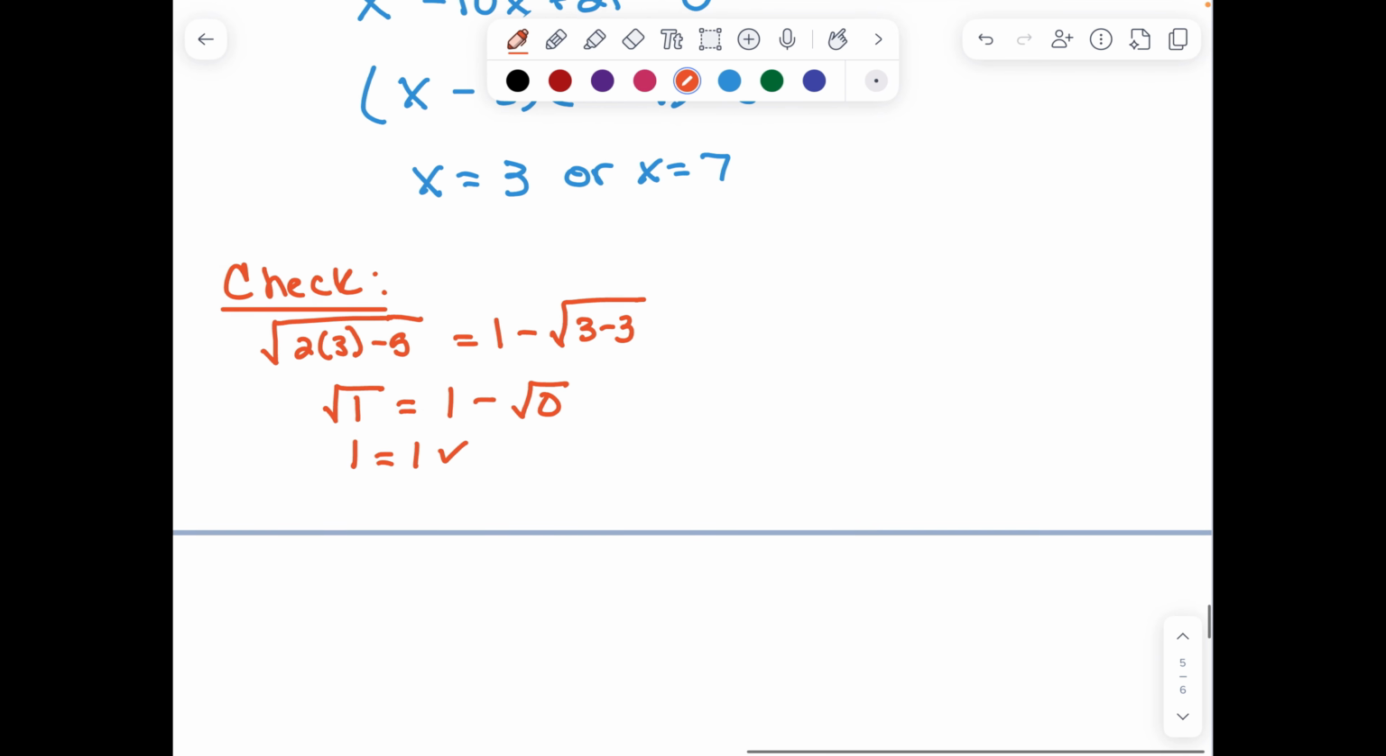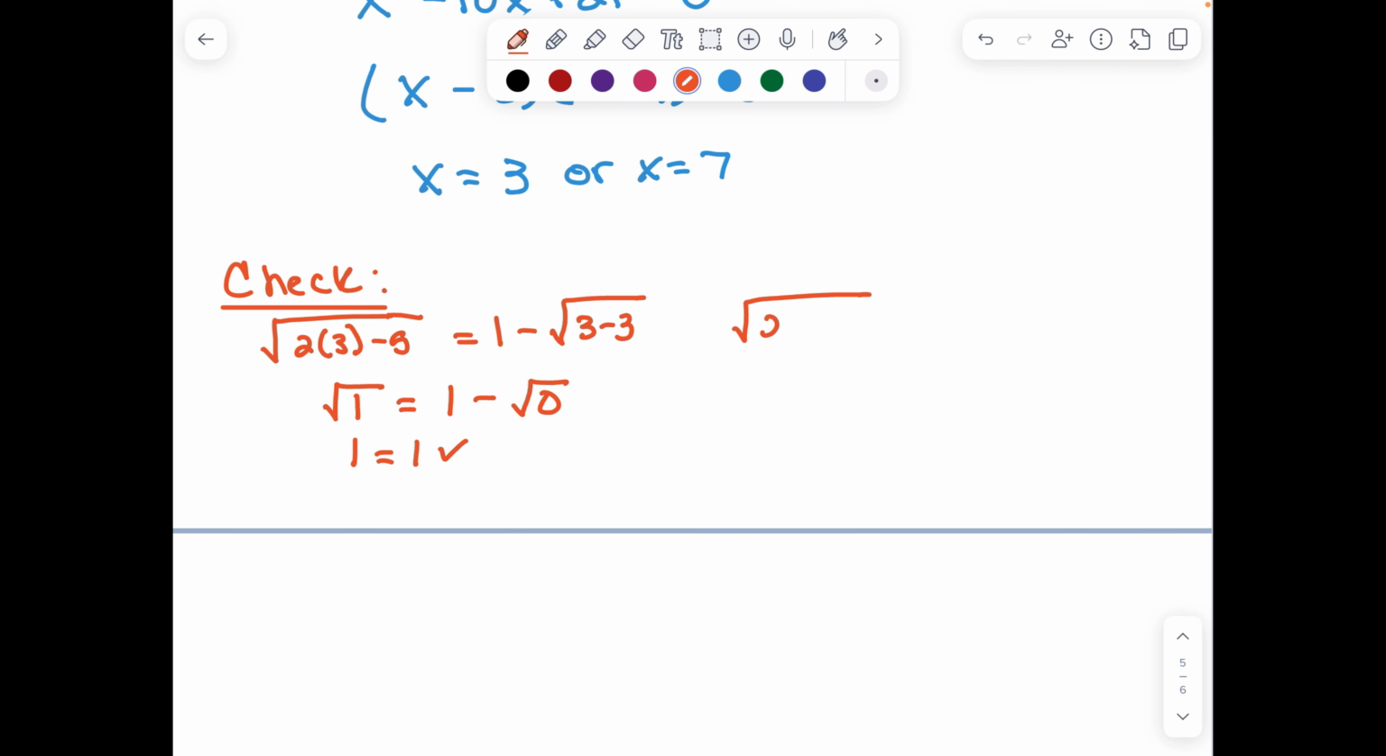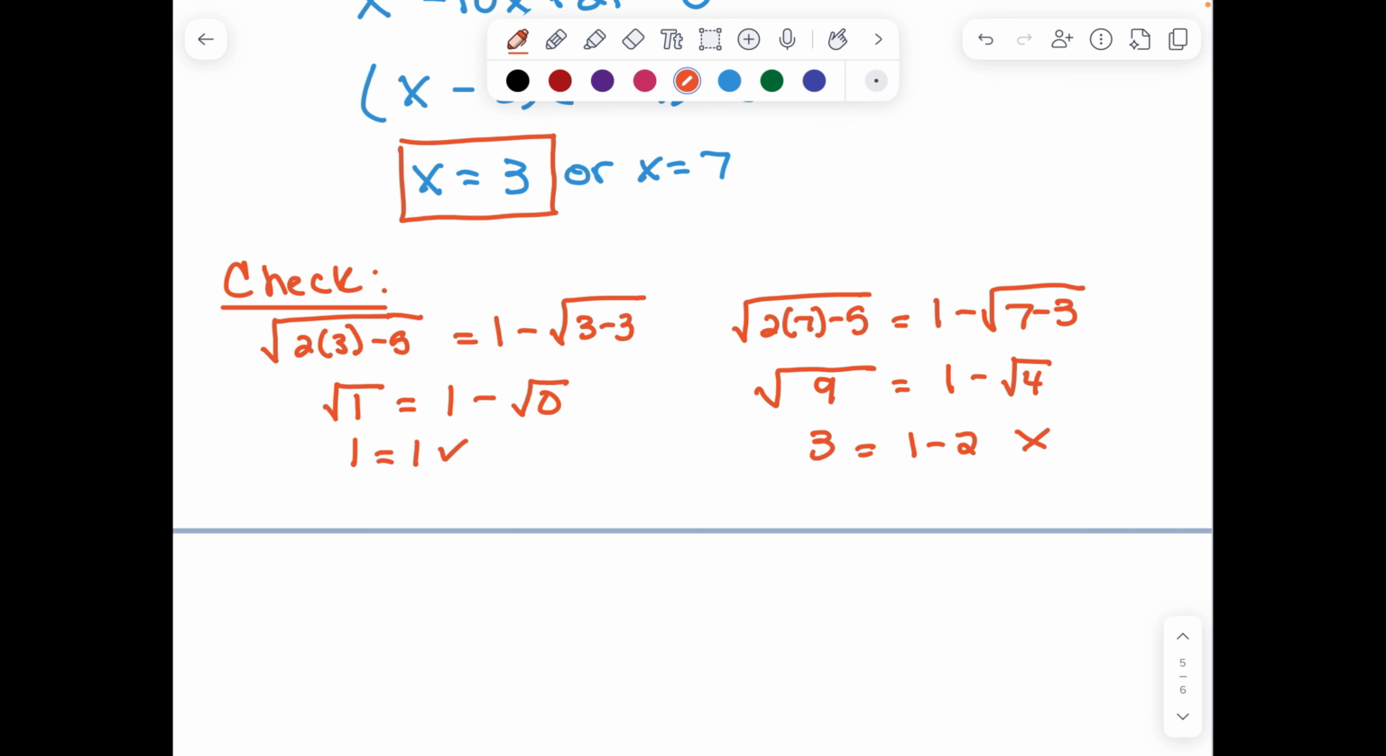Now we'll check our 7. So we have the square root of 2 times 7 minus 5 is equal to 1 minus the square root of 7 minus 3. So 2 times 7 is 14, minus 5 is 9, should be equal to 1 minus the square root of 4. So is 3 equal to 1 minus 2? It is not, so it's not one of our solutions. So our only solution is x equals 3.